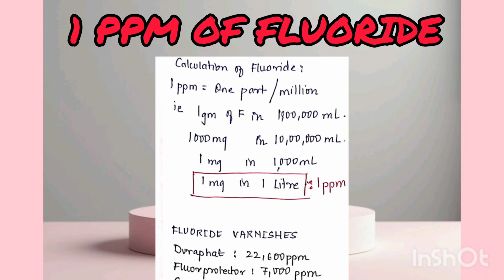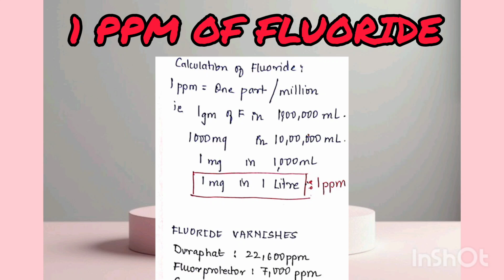Next up, we have 1 ppm of fluoride. 1 ppm is 1 mg in 1 liter. The calculation goes as follows. 1 ppm is 1 part per million. So we have 1 gram of fluoride in 1 million parts, which is 1000 mg in 1 million, which means that we have 1 mg in 1000 ml. So we have 1 mg in 1 liter of fluoride.